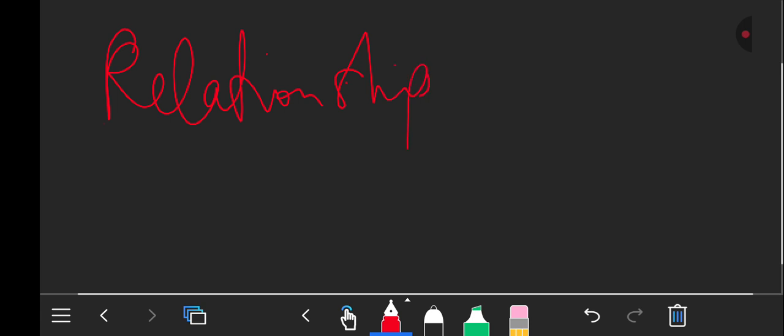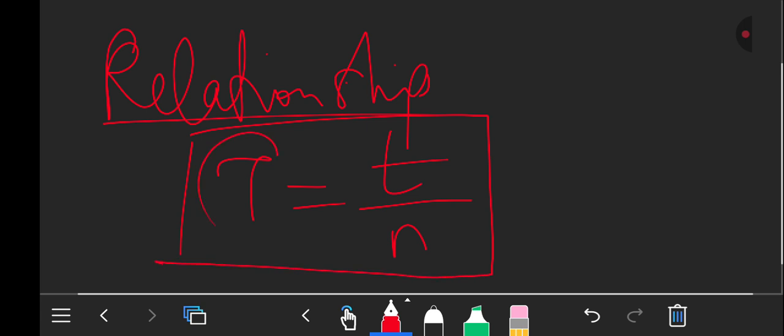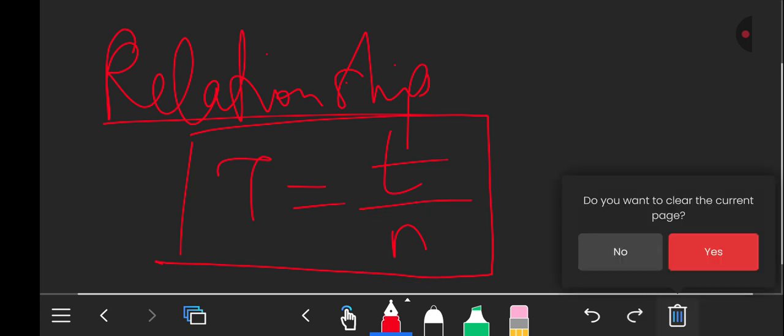Let's now look at the relationship between period, frequency, and also the number of oscillations. We have this formula: period is equal to the time taken over number of oscillations, where capital T is the period in seconds, small letter t is the time in seconds also, and n is the number of complete oscillations.